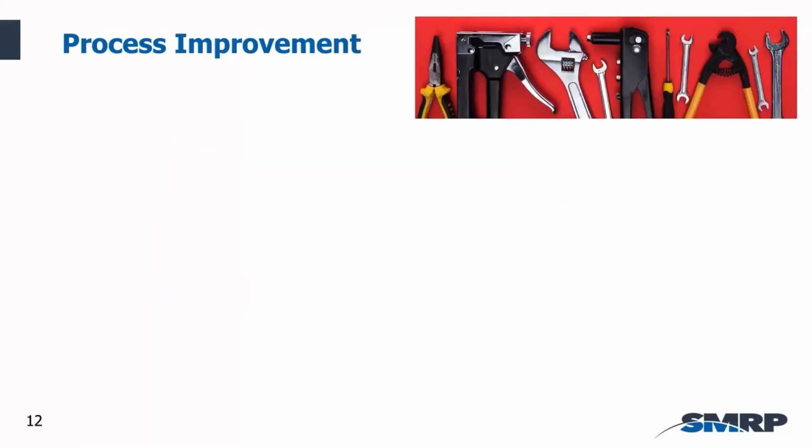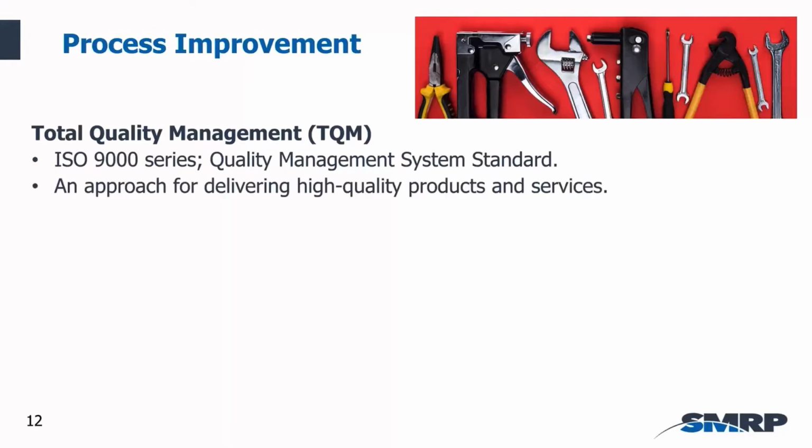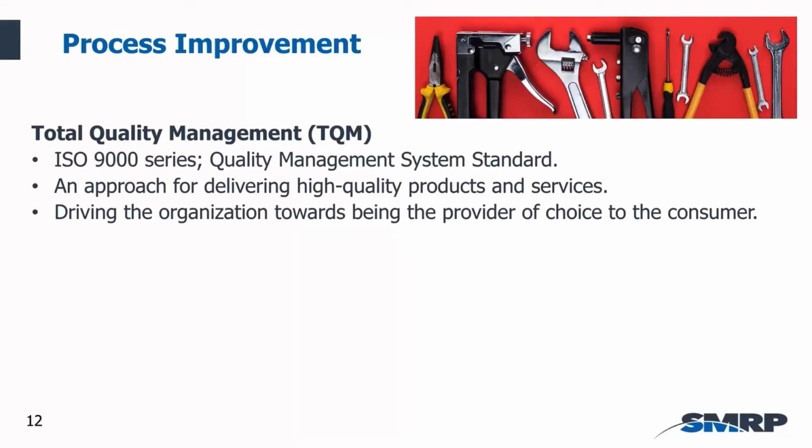So what are some of the tools we use for process improvement? Some of these are processes or methodologies, and some of these are tools. The first one is total quality management, which we touched on earlier. This is the ISO 9000 series quality management system standard. And it's an approach for delivering high quality products and services. Again, it emphasizes the quality of product and services and trying to delight the customer. So this is driving the organization towards being the provider of choice to the customer.